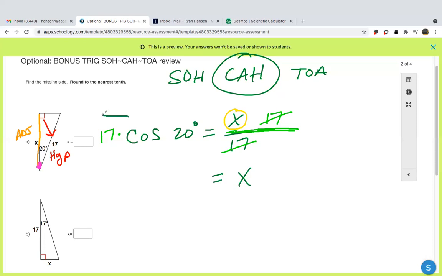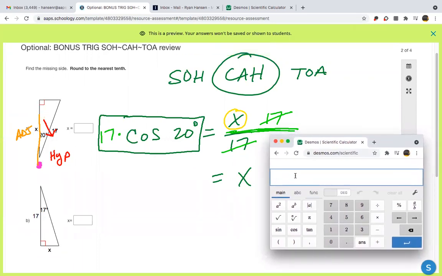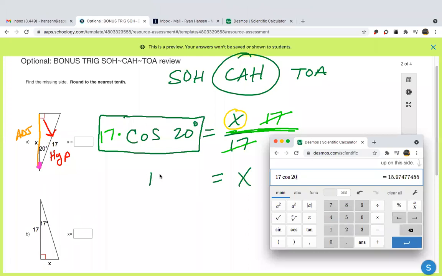Now, on the left side of the equation, this is the expression that you need to enter into your calculator. So again, remember, I recommend the Desmos Scientific. So I'm going to drag that into the screen here, and I am going to make sure I'm in degrees, which I am, and I'm literally going to press 17 cos 20. And as simple as that, notice, friends, that I get 15.97. So I'm going to write that down, 15.97. But that right now is to the hundredths place.